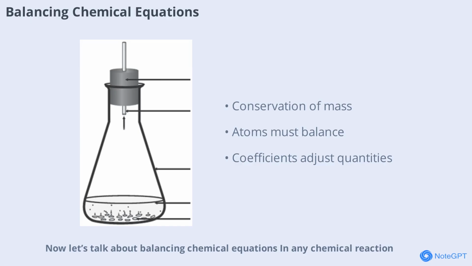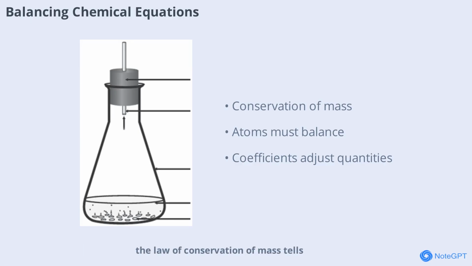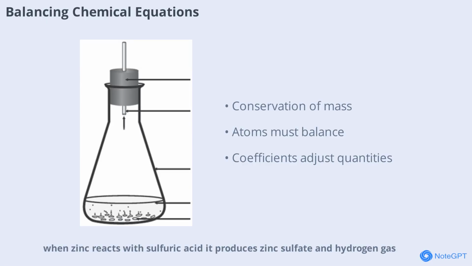In any chemical reaction, the law of conservation of mass tells us that matter cannot be created or destroyed. This means the number of atoms for each element must be the same on both sides of the equation. Balancing equations ensures this rule is followed. For instance, when zinc reacts with sulfuric acid, it produces zinc sulfate and hydrogen gas. To balance the equation, we adjust coefficients so that the number of atoms matches on both sides. This step is crucial for accurately describing what happens in a reaction, whether you're working in a classroom or a laboratory. Balancing equations helps chemists predict the amounts of substances consumed and produced.